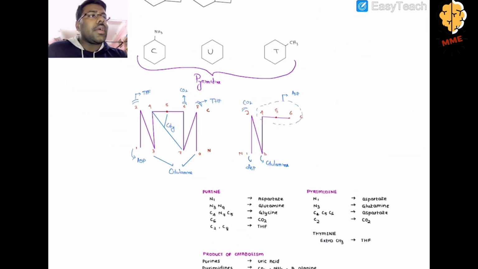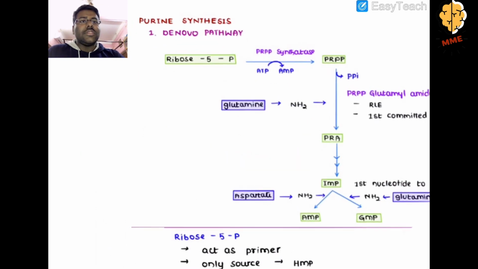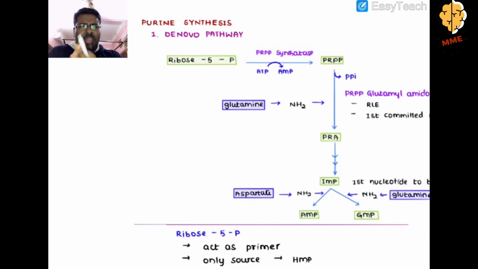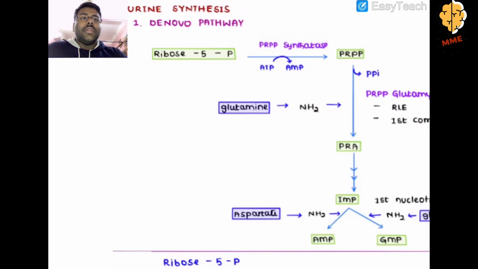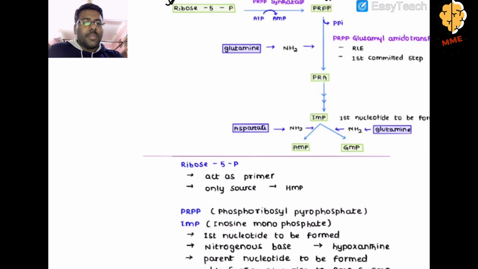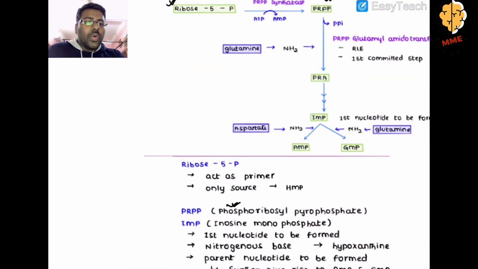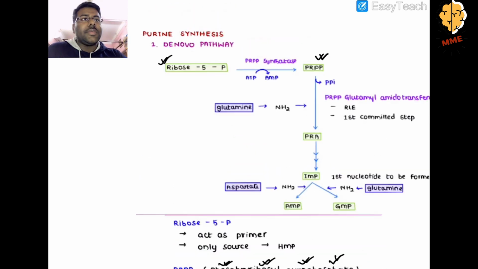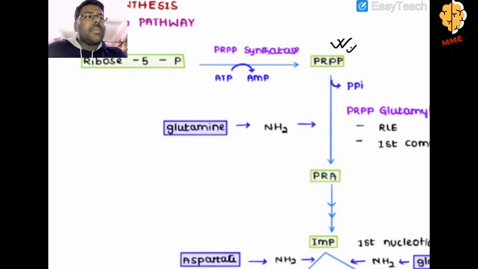Okay, now coming to the next, what is this? This is the purine synthesis. Firstly, I want to talk about the de novo pathway. The de novo pathway is very important. And coming to the de novo synthesis, the ribose 5-phosphate gives us PRPP. Okay, what is this PRPP? PRPP is phosphoribosyl pyrophosphate.